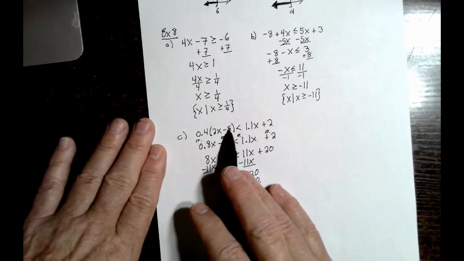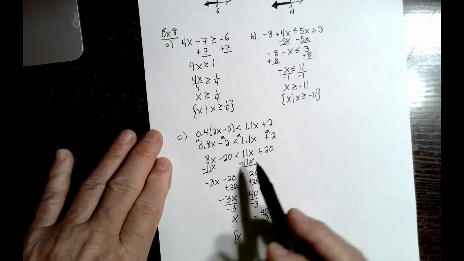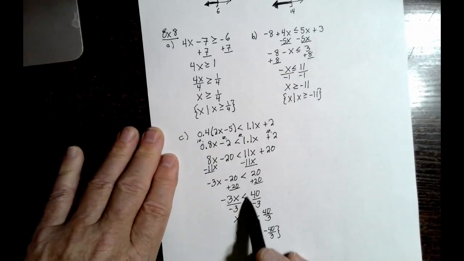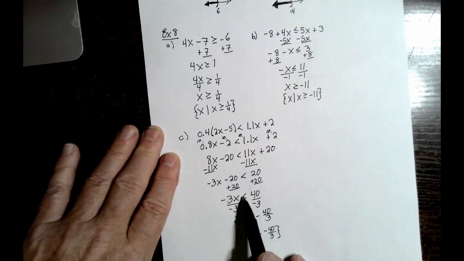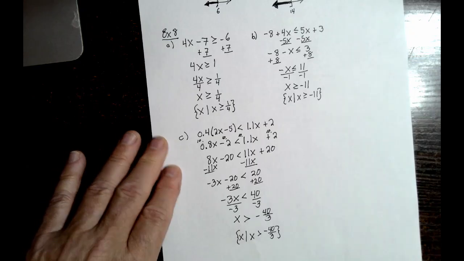Here we multiply by 0.4 and we get this, and then we multiply by 10 to get rid of all our decimals. We move the 11x over, we move the 20 over, we divide by negative 3, and because we just divided by a negative, we flip the inequality sign, and that's our set builder notation answer.